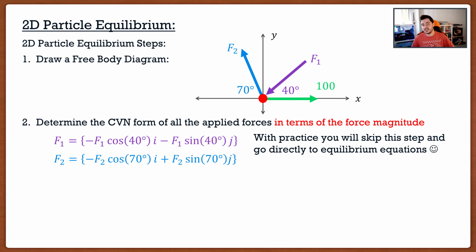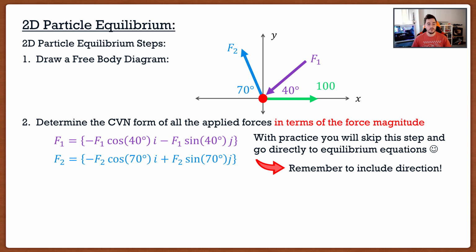Then you guys get to the exam and it's 3D and no one knows what to do. So this is why I'm showing you guys this step. The final thing I want to mention is make sure you include direction. Again, we talked about for both F1 and F2, they're both going to the left. Therefore, we know that it's going to have a negative sign on those x components.